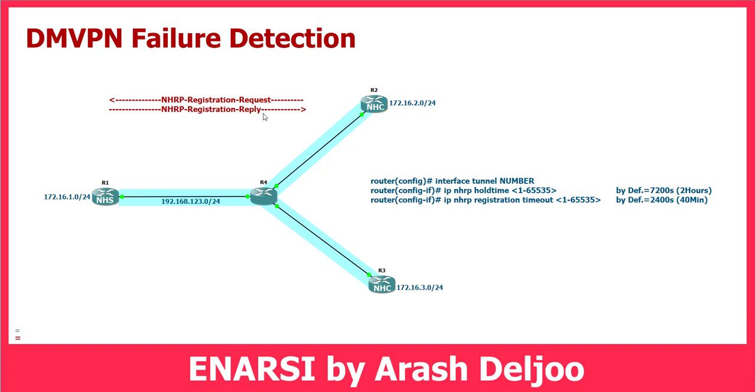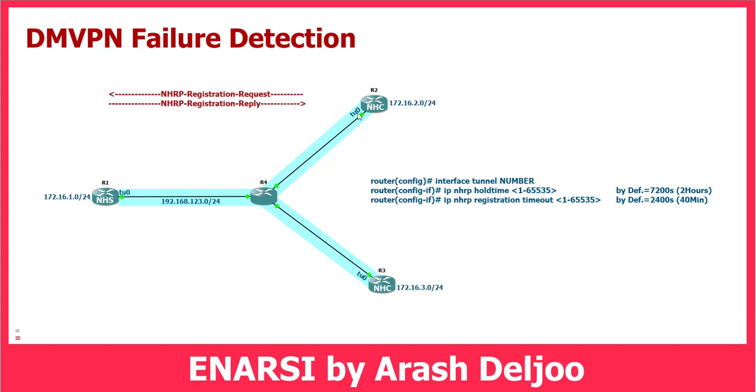Because of that, now we have this tunnel. Here we have, for example, tunnel 0 on the NHS. You know that NHS, or next hop server, is equal to the DMVPN hub. Also here we have tunnel 0 on router 2, the NHC. NHC is the NHRP term, but we can say DMVPN spoke. And this is another tunnel 0 on router 3, another NHC or DMVPN spoke. That's right.